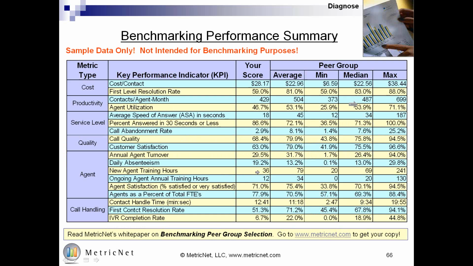So we look at the training hours. We see that new agents get 36 hours of training. Annually, agents get 12 hours of training, which is significantly below, more than 50% below the benchmarking peer group. So again, the long story is the same as the short story. It was a pretty simple diagnosis. You need to invest more in training, specifically focused on first contact resolution rate.